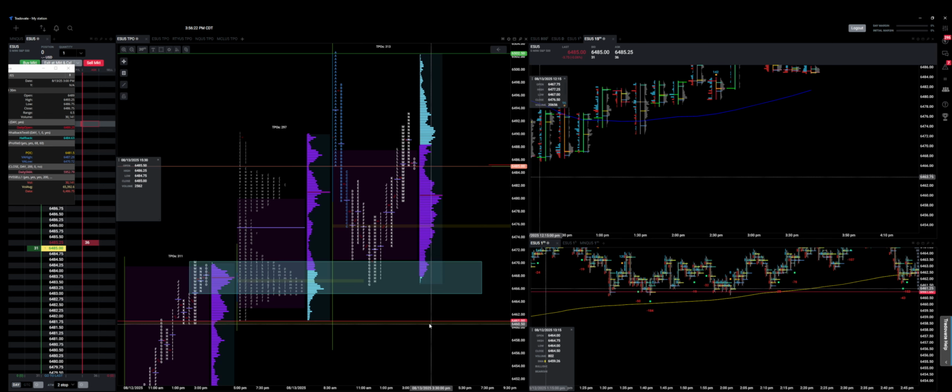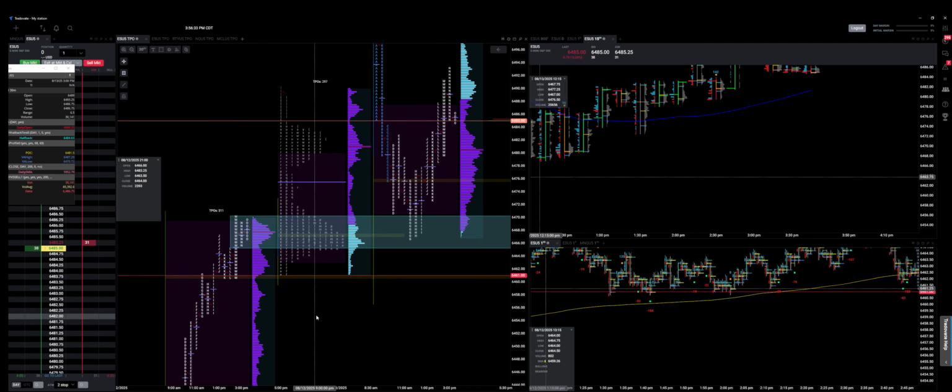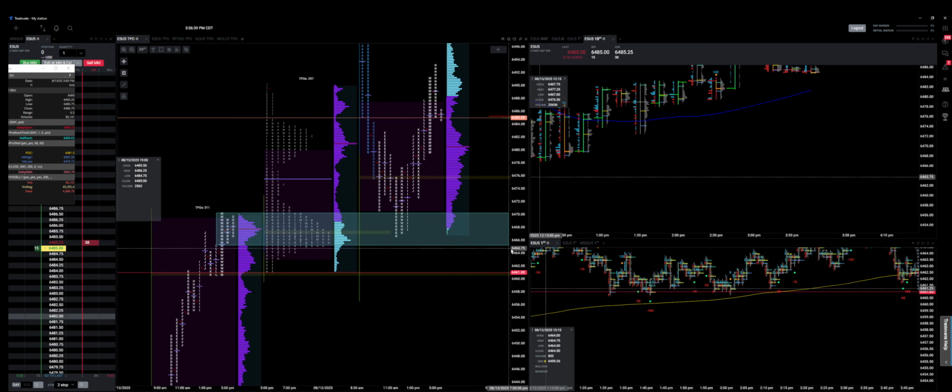Now, it's not going to work all the time, but that's just a cool way to use market profile, use value area, use distributions, right? It's just a great way to look at the market from that perspective.